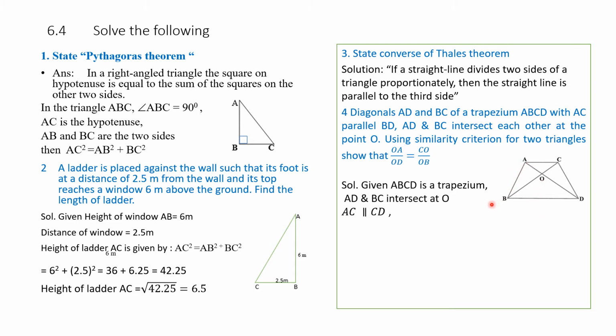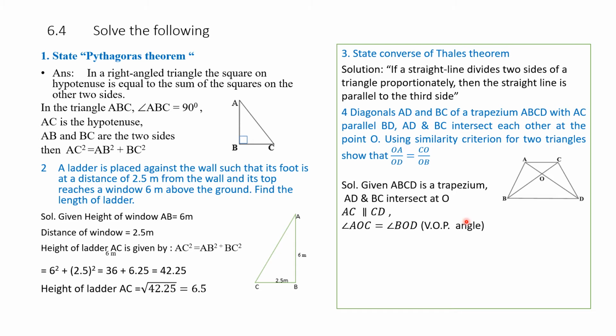Here, AC is parallel to BD. It is given. And diagonal AD and diagonal BC intersect each other at point O. It is given. We have to prove that OA by OD equals OC by OB. We have to prove it.